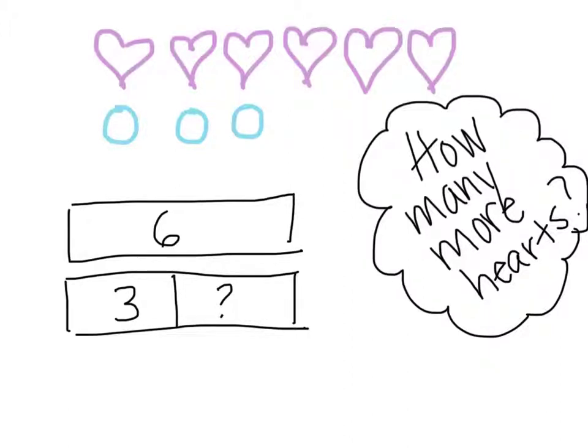So let's write this in a math sentence. If I have 3 plus something I don't know, it's going to equal 6. Let's do it in a subtraction sentence. I know that there are 6 hearts. I know that there are 3 circles. If I take that part away, I can figure out how many more hearts there are. There are 3.